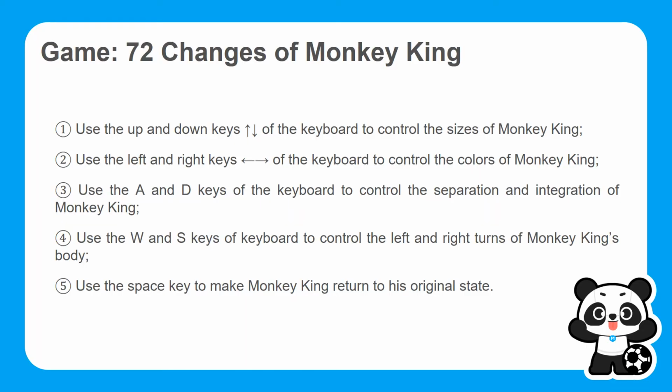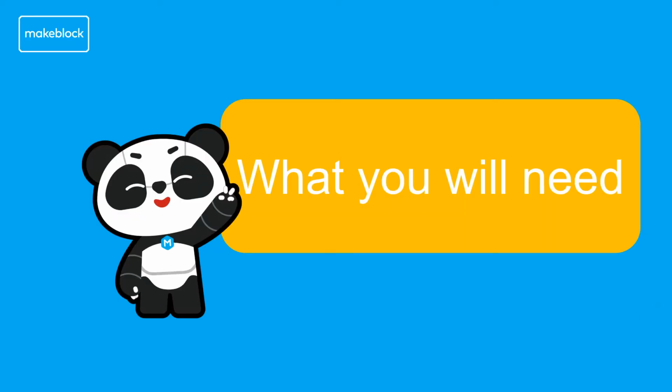So now that you have the game open in full screen mode, here's how the game works. You use the up and down keys of the keyboard to control the sizes of Monkey King. You use the right and left keys of the keyboard to control the colors of Monkey King. Use the A and D keys of the keyboard to control the separation and integration of Monkey King. Use the W and S keys of the keyboard to control the left and right turns of Monkey King's body. And lastly, use the space key to make Monkey King return to his original state. Okay, cool. So I hope you guys had loads of fun with the Monkey King game.